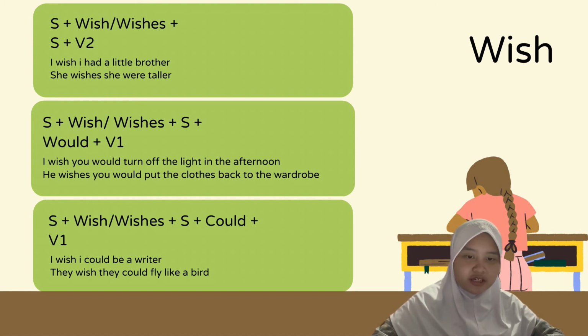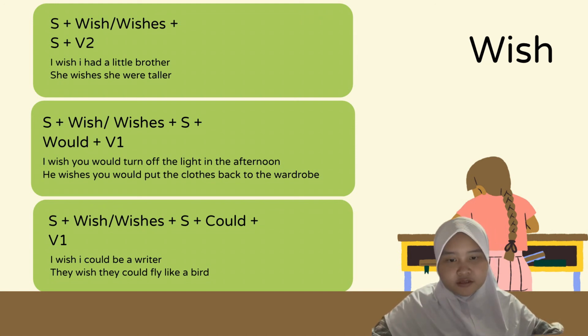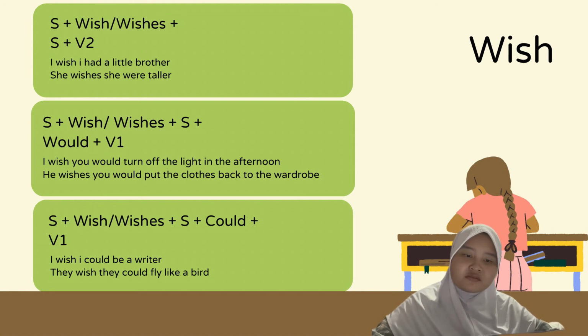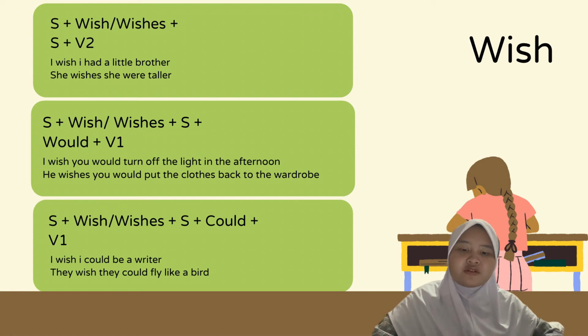I is the subject, and we use wish because the subject is I, followed by the subject again, I, and then had. We use had because it's verb 2, and a little brother is the complement. The reason why we use wish in the sentence is because it's impossible for me to have a little brother, and I'm also very pessimistic, and this is also an expression of regret.